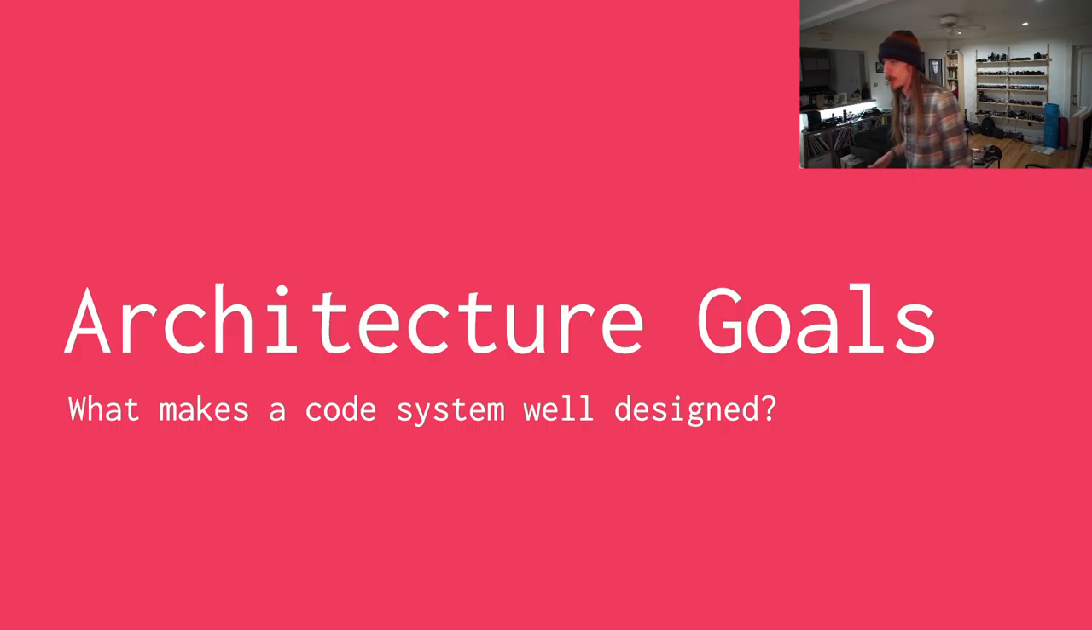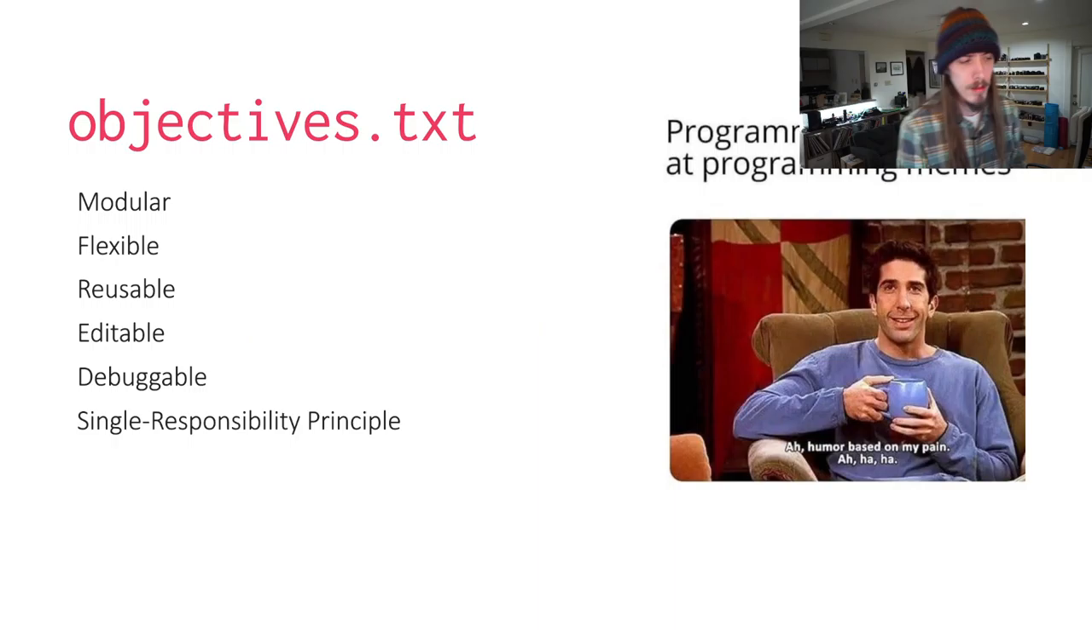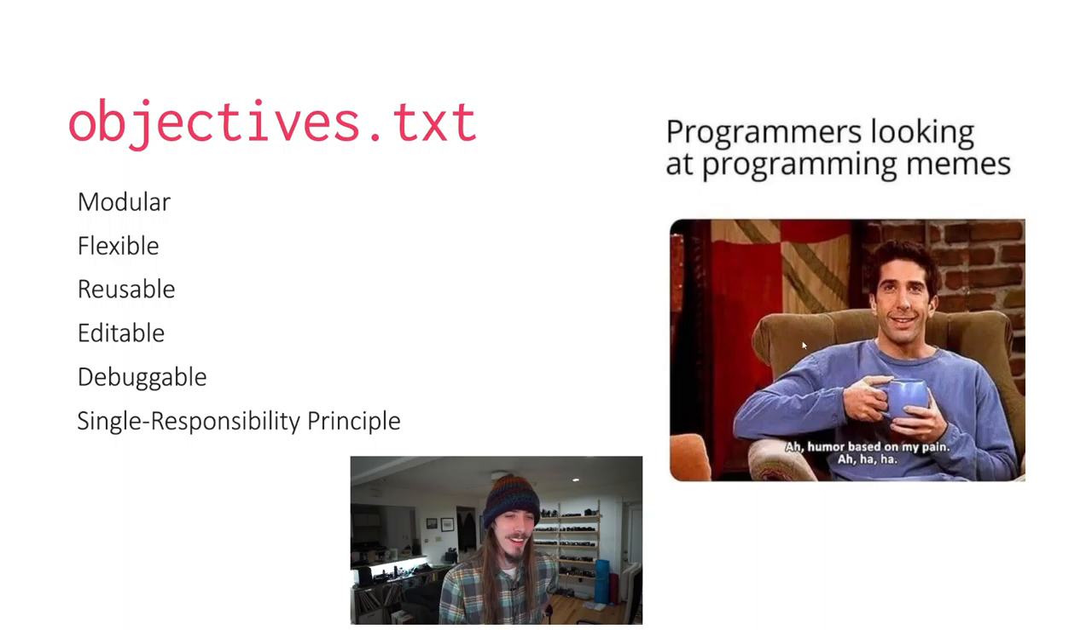What are we trying to even do in the first place? That's this part of the talk. We have some objectives. You can probably infer some of these objectives from some of the vocab we went over: modular, flexible, reusable, editable, debuggable, and this thing called SRP, single responsibility principle.